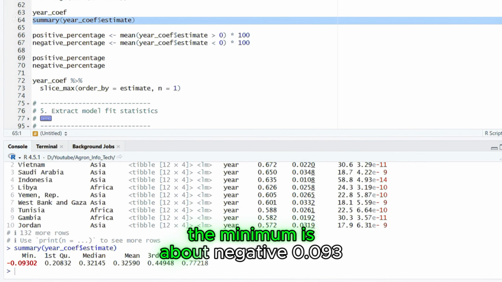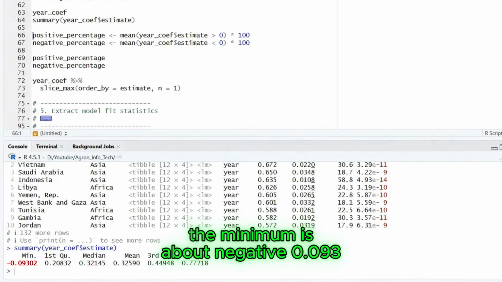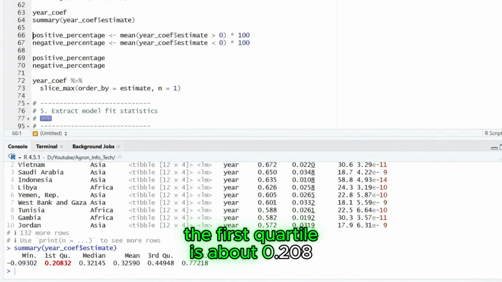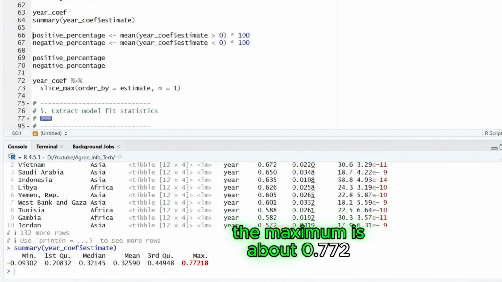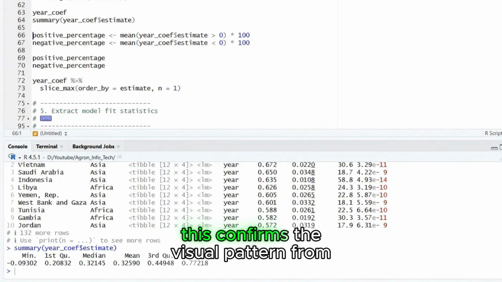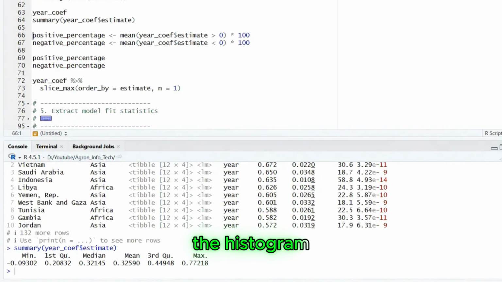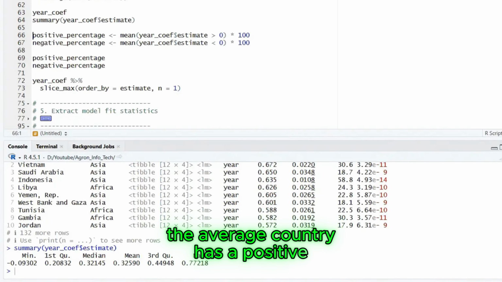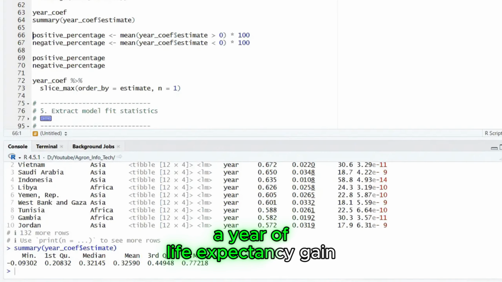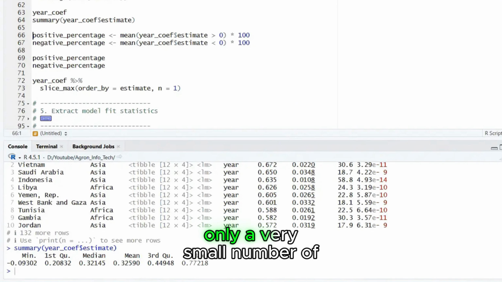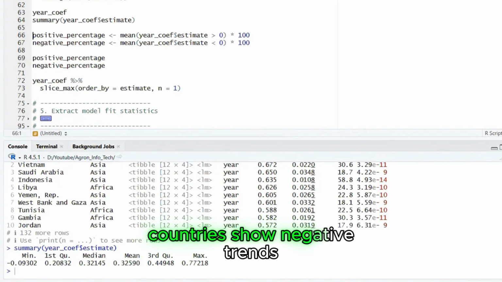The minimum is about negative 0.093, the first quartile is about 0.208, the median is about 0.321, the mean is about 0.326, and the maximum is about 0.772. This confirms the visual pattern from the histogram. The average country has a positive upward trend of about 1/3 of a year of life expectancy gained per year, while only a very small number of countries show negative trends.